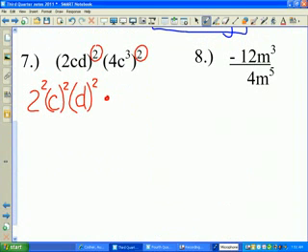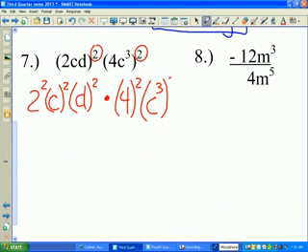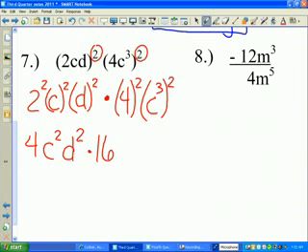We're going to take that information and multiply by 4 being raised to the 2nd power, and that C to the 3rd being raised to the 2nd power. So everything right now has to be raised to the 2nd power. 2 squared is 4. Then you have C squared, D squared, times 16 C to the 6th.